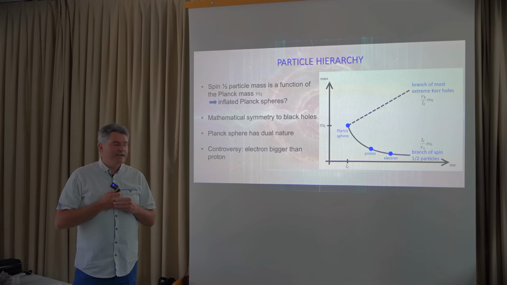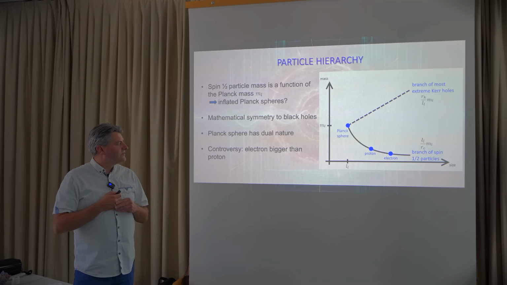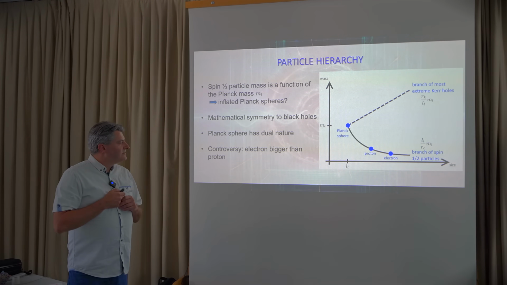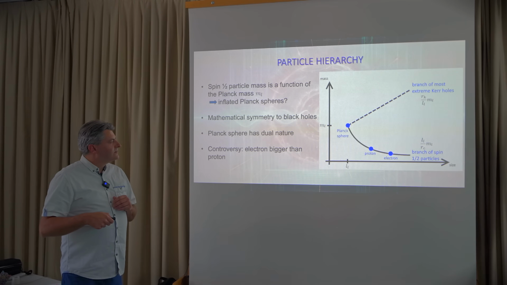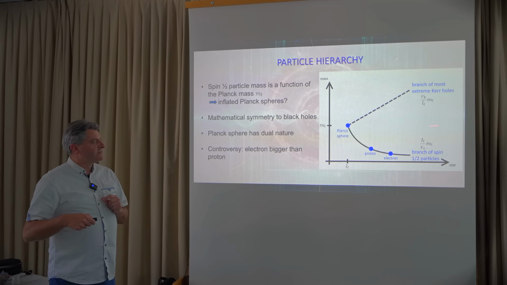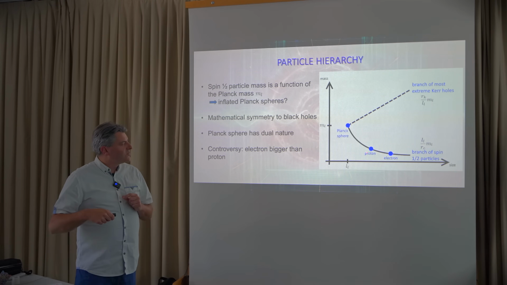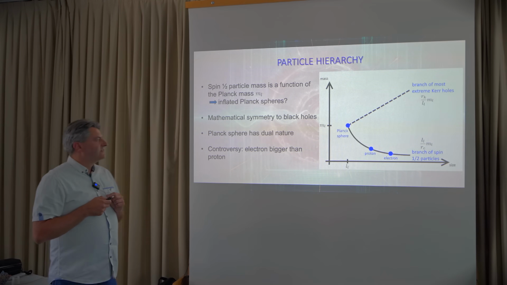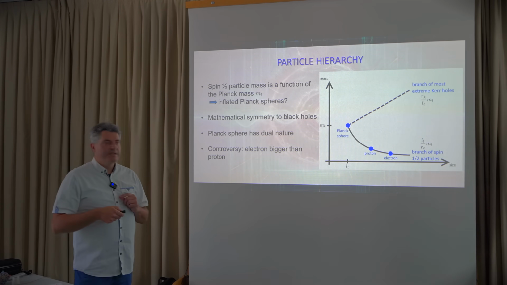The Planck sphere has a radius of 1 Planck length and a mass of 1 Planck mass. And all spin 1.5 particles are a function of the Planck mass. So this is the equation here. The proton and the electron have this mass formula, which is, like I said, a function of the Planck mass.